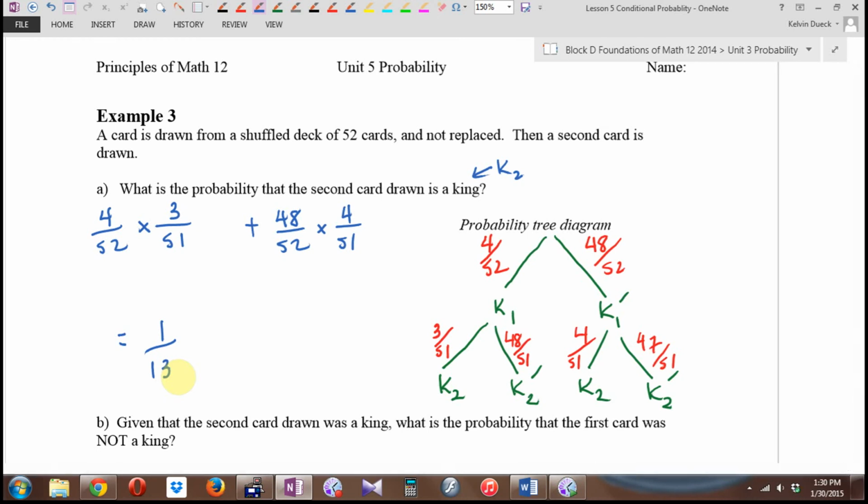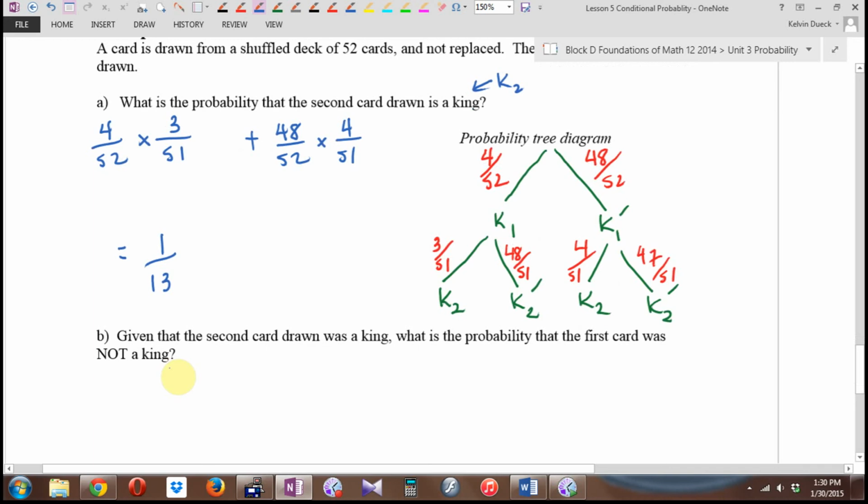Can you read B to me? Stop. That's going to be the trigger word on your test that I'm going to try and use consistently. That probably says be alert for a conditional. Now, if it's a conditional, they're going to give me something from the bottom row of the tree, something about the second card, and they're going to ask me something about the top row, the first card. Read to me the whole thing again. Told you, bottom row. Keep going.